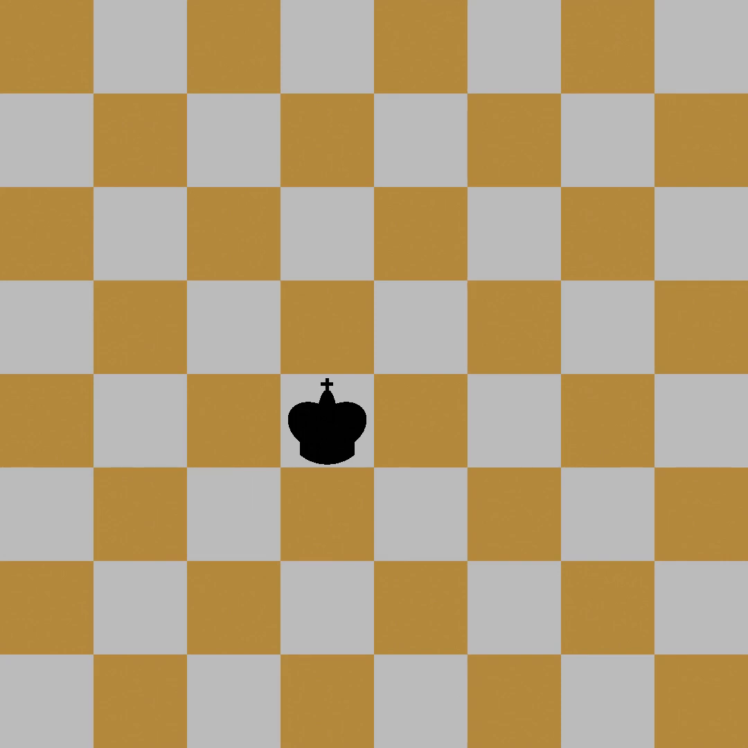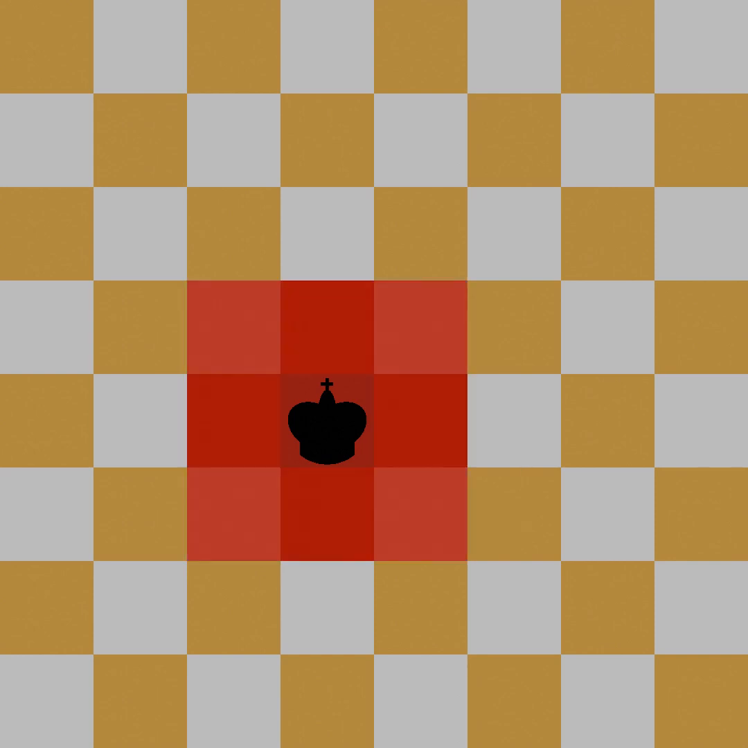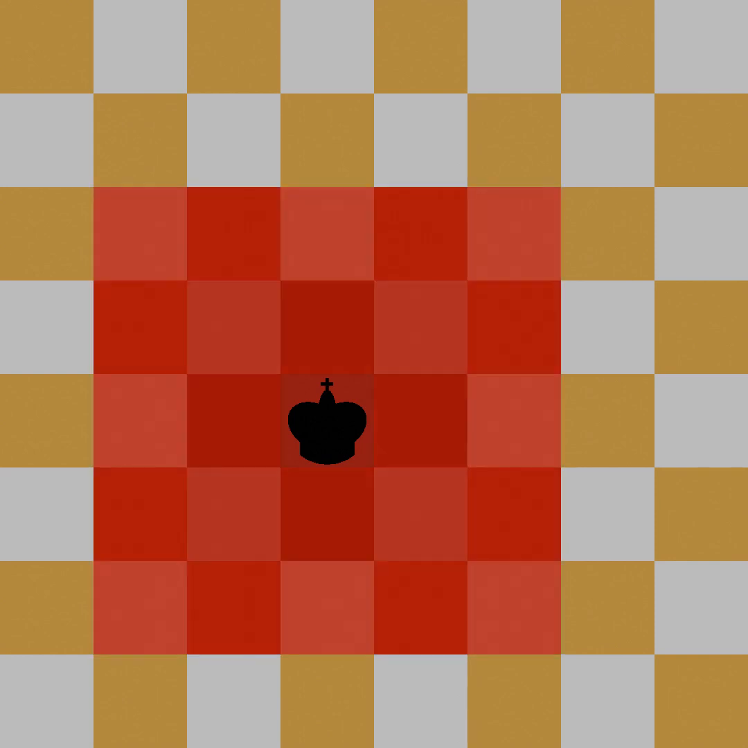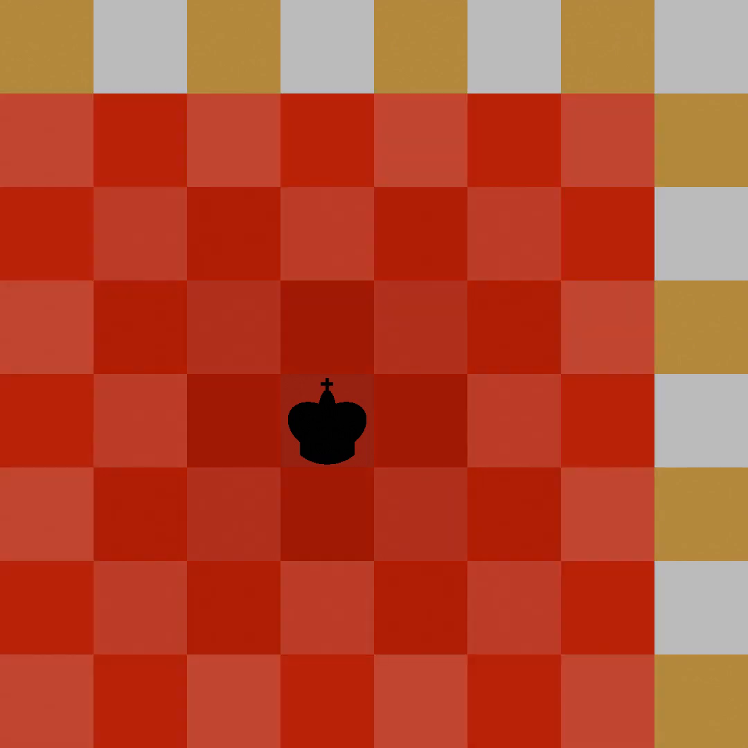Let's start off with a normal chessboard and one king. In 0 moves, the king can only reach its current square, so let's highlight that in red. I'll now highlight the squares the king can reach in at most 1 move. Nothing special so far. Now let's look at 2 moves, 3 moves, and so on.